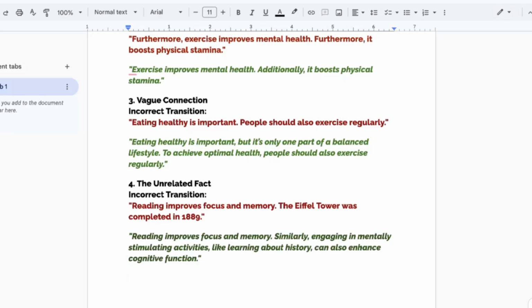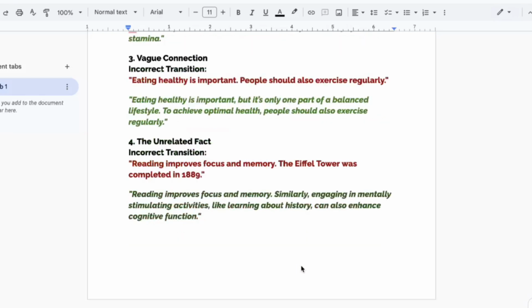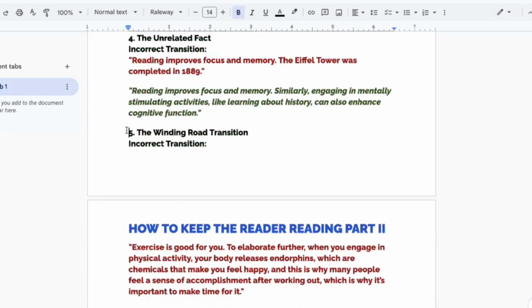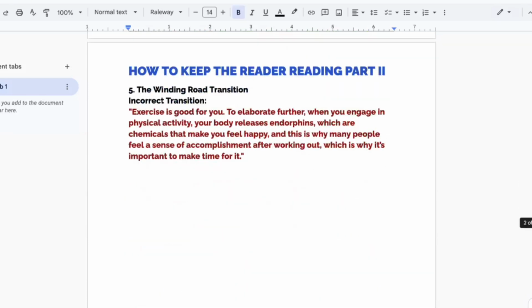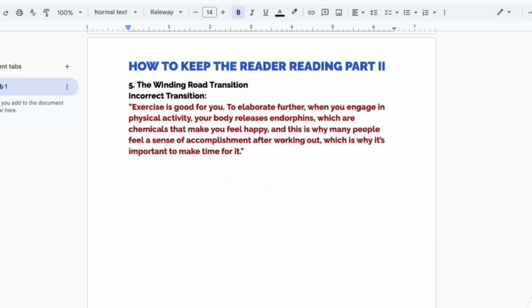Next, we have the winding road transition, which is what I call it. And I've done this before. I have. I'm not going to hold you. Because when we look at that word count, we're like, oh, how are we going to get there? And so we add some words we don't need to. And it kind of goes like this. Exercise is good for you. To elaborate further, when you engage in physical activity, your body releases endorphins, which are chemicals that make you feel happy. And this is why many people feel a sense of accomplishment after working out, which is why it's important to make time for it.